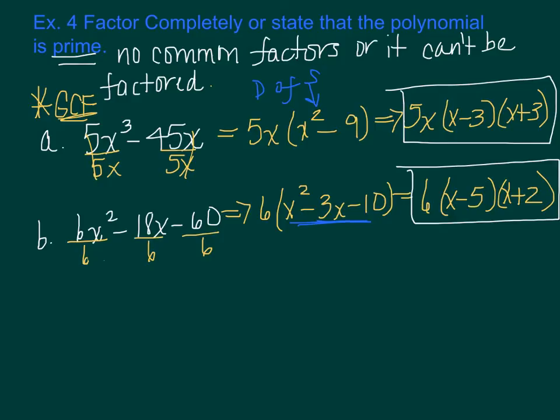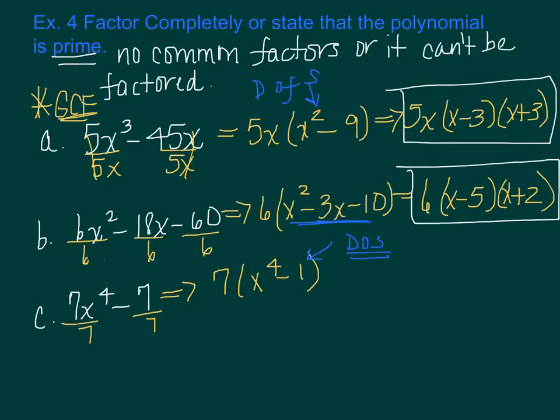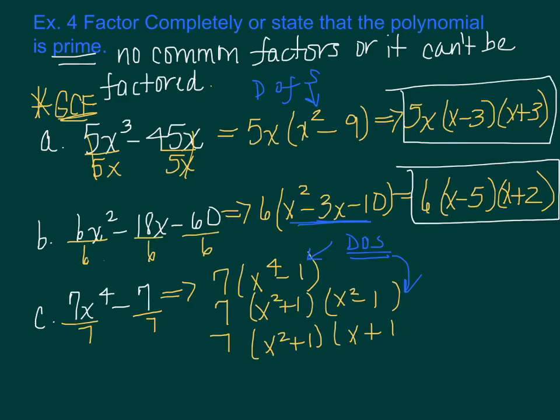And then C. 7x to the 4th minus 7. Look for your GCF. X to the 4th minus 1. Here's our difference of squares. So we get x squared plus 1, x squared minus 1. Here's another difference of squares. And now you have factored it completely.